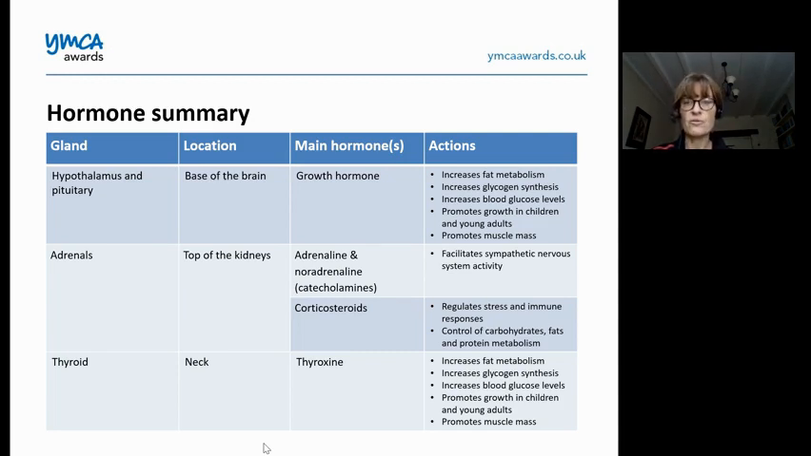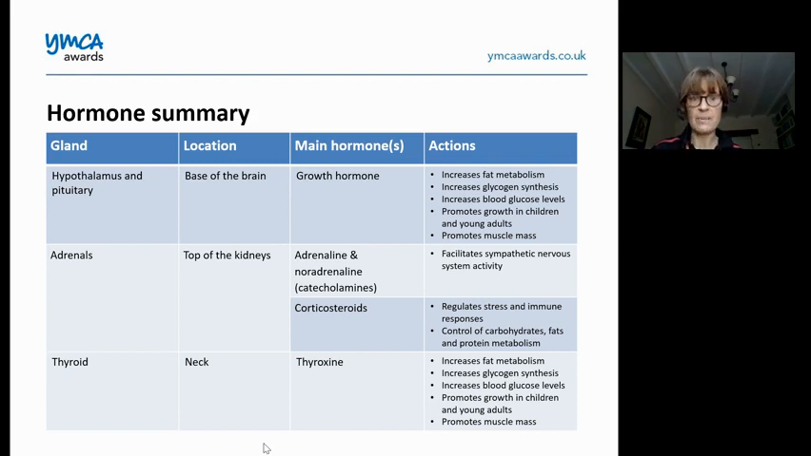The actions of the growth hormone: it's going to increase your fat metabolism, it's going to increase glucose levels, your synthesis of glycogen, all these things that we need to be able to grow, promoting growth in young people, and also promotes muscle mass. So that's your pituitary in the brain with growth hormone, and those are some of the actions there. Okay, I do feel a little bit like I'm saying Cluedo, pituitary at the base of the brain with the growth hormone. Okay, the next one we have is the adrenal glands.